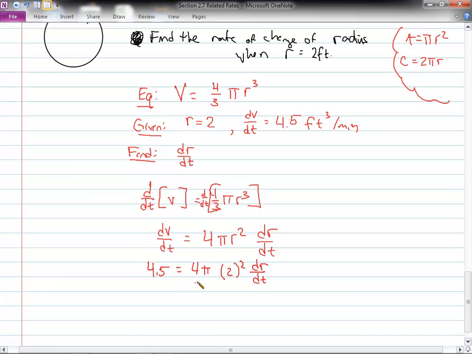But that's still just an algebra problem. You get 4.5 is equal to 16 pi dr/dt, which would mean dr/dt is 4.5 over 16 pi. Anybody got a calculator that can plug that in real quick for me?